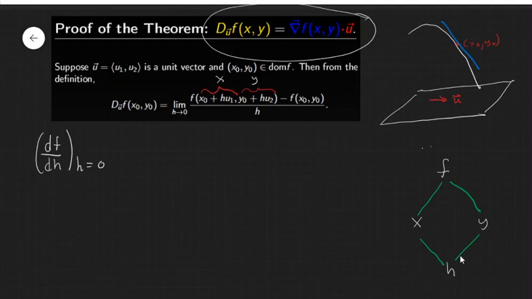So by chain rule, df dh is equal to partial of f with respect to x times the derivative of x with respect to h, plus partial of f with respect to y times dy dh, evaluated at h equal to 0.